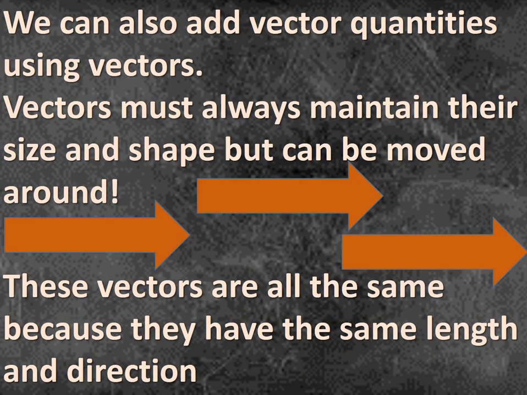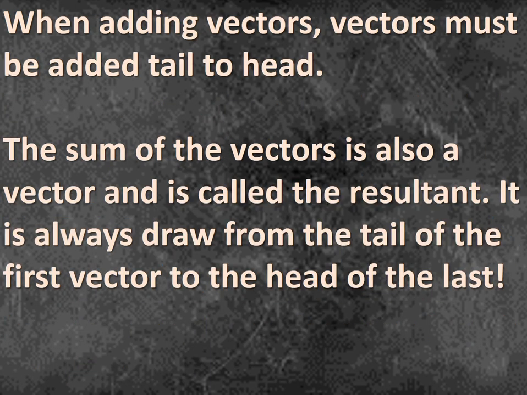We can also add vector quantities using arrows or using the vectors. Vectors must always maintain their size and shape, but they can be moved around any place, and that's the key to using vectors. The vectors on the screen are all the same because they have the same length and the same direction. The important thing about adding vectors is when you add them together, they must be added tail to head. The sum of the vectors is also a vector and is called the resultant. It's the result of adding two vectors. It's always drawn from the tail of the first vector to the head of the last vector.